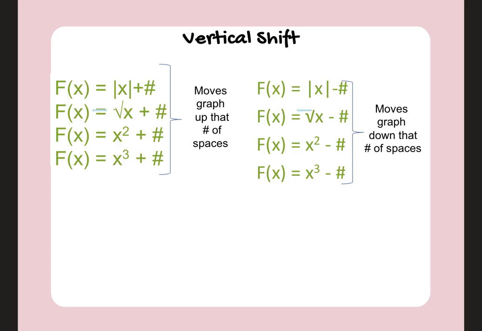All right, now we're going to start to move these around. So the first kind of shift is a vertical shift. A vertical shift happens if we add or subtract something after the function. So outside the absolute value, outside the square root, if it's in parentheses and squared, outside the parentheses, if it's in parentheses and cubed, outside.